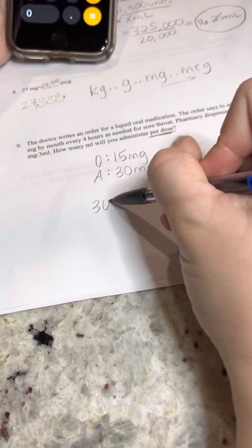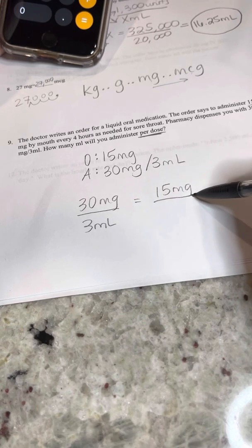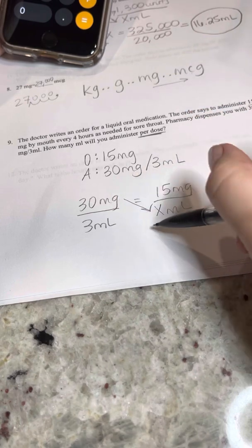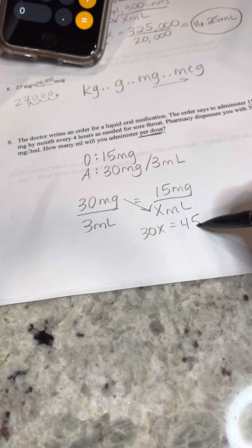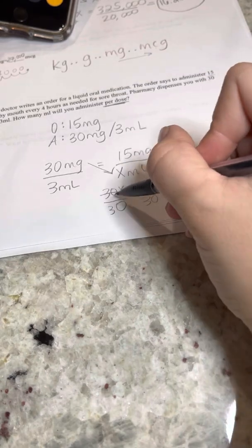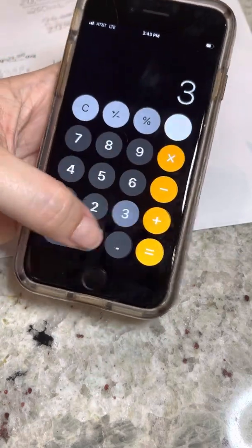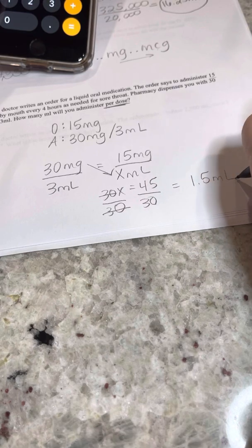For a table, we're going to do what our available is, 30 milligrams in 3 mLs. And our order is 15 milligrams, and we need to know how many mLs that is. So x mLs. 30 times x equals 3 times 15 is 45. Let's get x by itself. So 45 divided by 30 equals 1.5. 1.5 mLs.